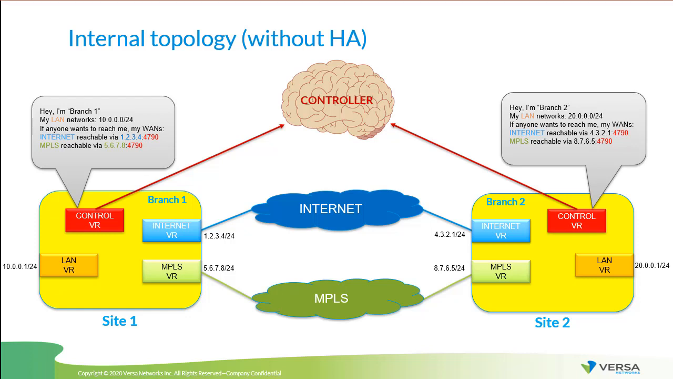Now, based on the information exchanged between branches, they will establish encrypted and unencrypted tunnels, and those tunnels will be able to use two data paths, one over the Internet and the second over the MPLS.